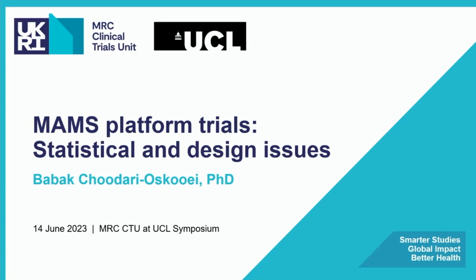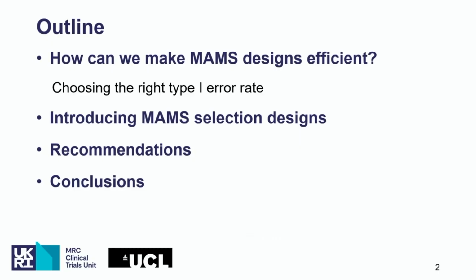Efficiency. And in my talk, we are talking about the statistical and design issues and how we can make these designs even more efficient. This is the outline of my talk. I'll first start with the operating characteristics, and I'm going to focus on the type 1 error rate because it's of interest to the funders and reviewers.